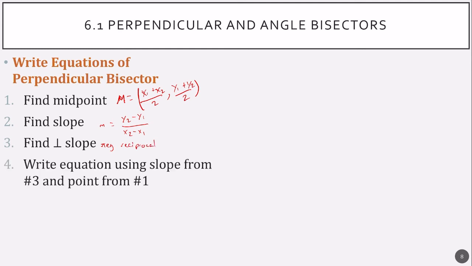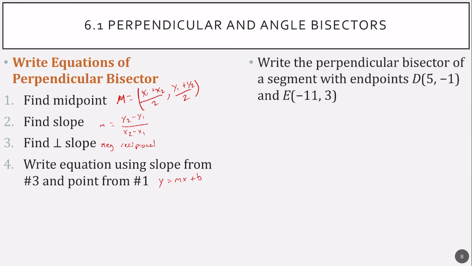And then we write the equation using the slope from number 3 and the point from number 1. Remember, you go y equals mx plus b. You fill in your point for x and y, your slope for the m, solve for b, and then you write your equation. So let's write the perpendicular bisector of a segment with endpoints D and E.